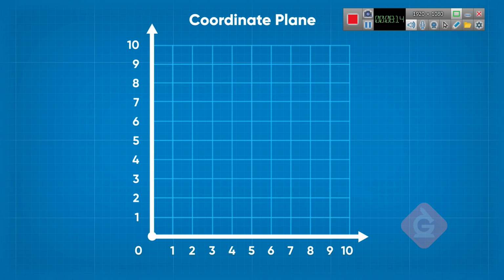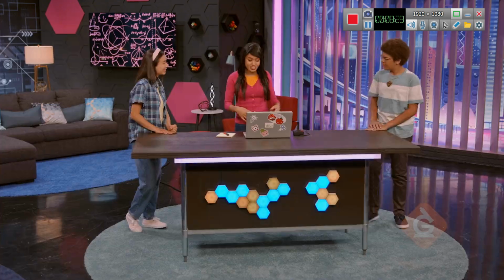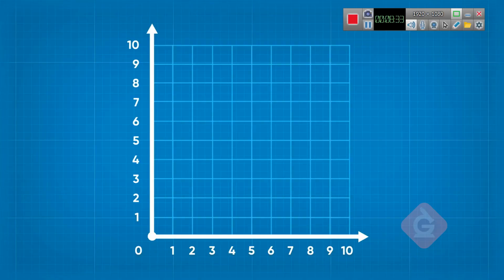I remember we can mark points on this coordinate plane using ordered pairs. For example, this is the point 8, 5, which is 8 units to the right along the x-axis and then 5 units up in the direction of the y-axis. Exactly. Let's start by drawing a hexagon, which will represent where a building will be in our game.